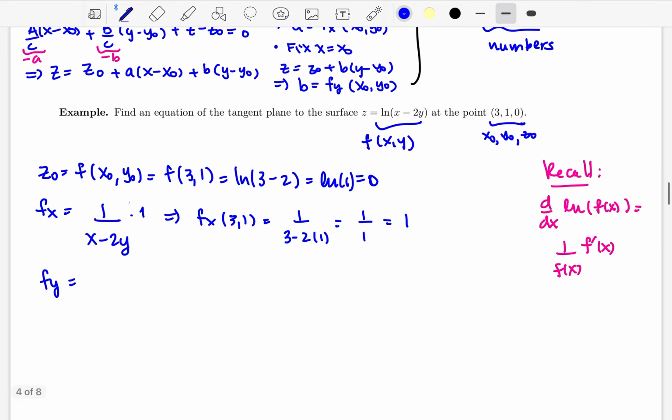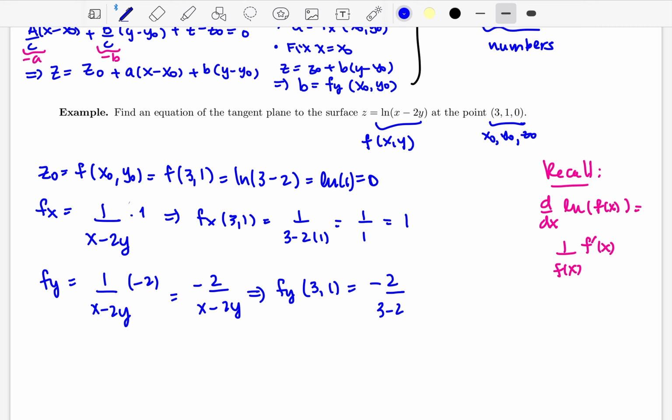Well, f_y is equal to, I do the same thing, I get 1 over x minus 2y times the derivative of x minus 2y with respect to y. So I get negative 2. So this is equal to negative 2 divided by x minus 2y. That tells me that my partial with respect to y evaluated at (3, 1) is equal to negative 2 divided by 3 minus 2 times 1, which is negative 2 divided by 1. We get negative 2. Okay? That's it. That's all we need to find the equation of the tangent plane.